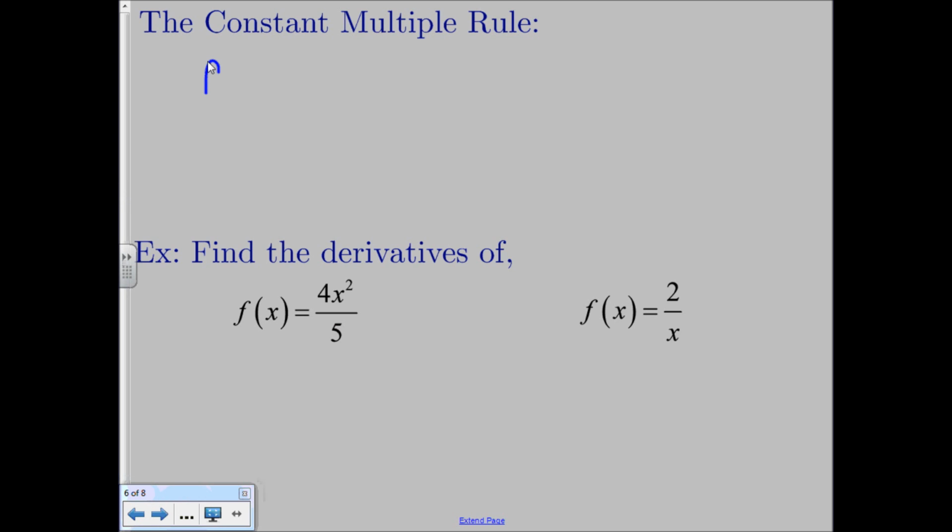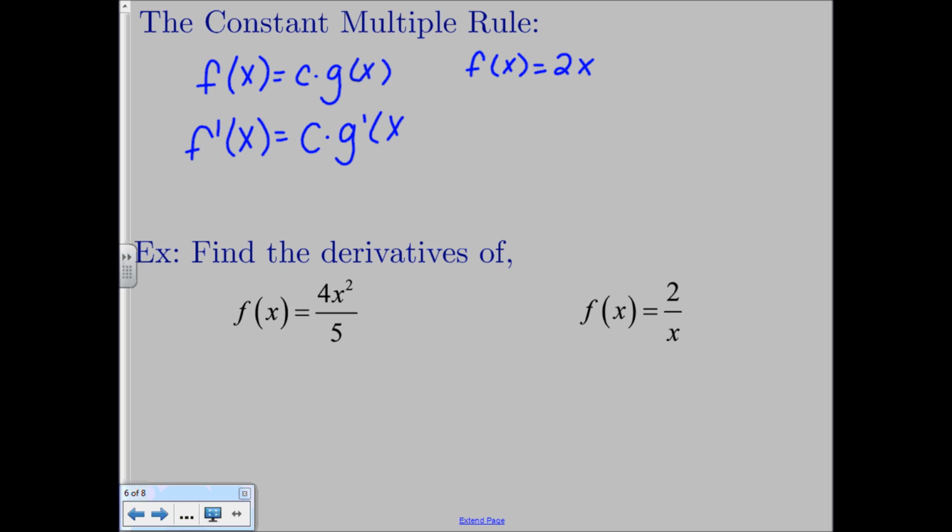So when you have a function that's of the form c times some other function, say g of x. An example for this would be if your f of x was equal to something like 2x. Your derivative, your f prime of x, is just going to be equal to that constant outside times the derivative of the function. For this one, we know that the derivative of the function x is just 1. So our derivative here would just be 2 times 1, or 2. We're going to use that rule a lot as well.